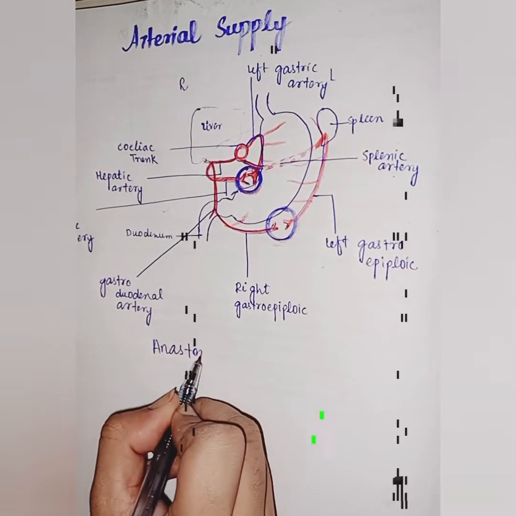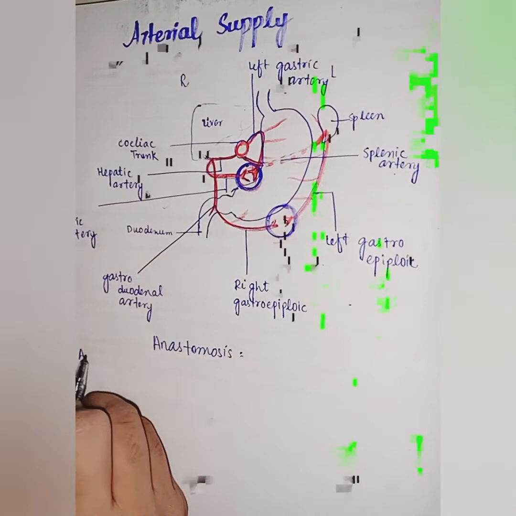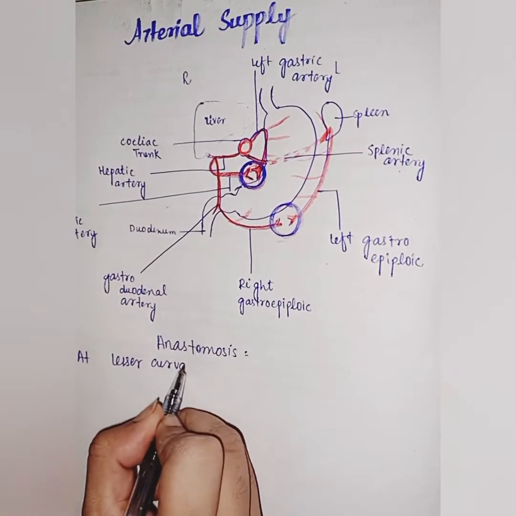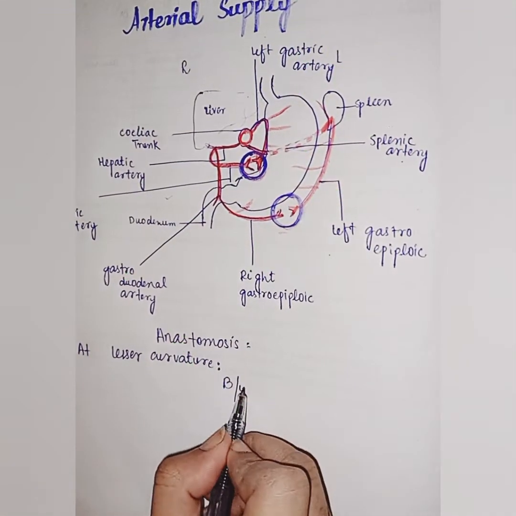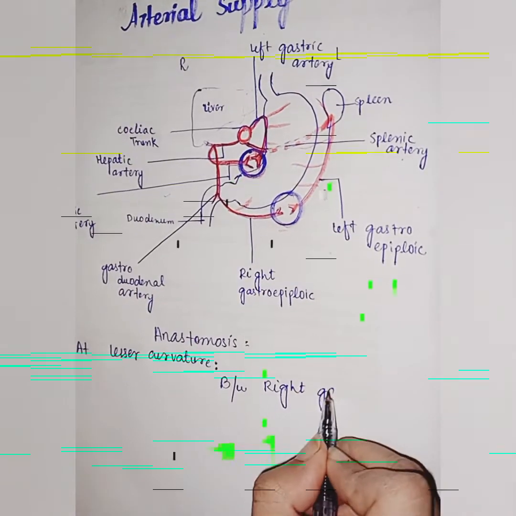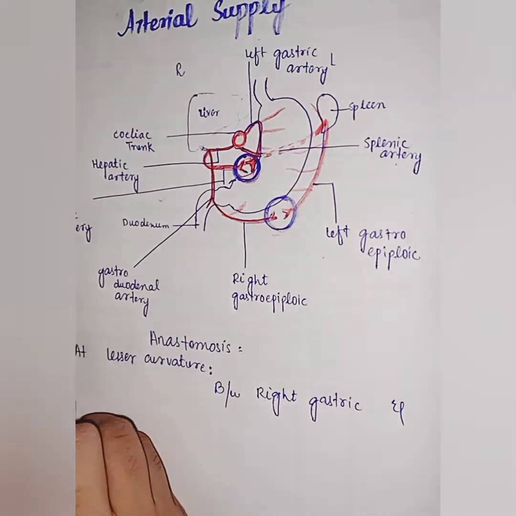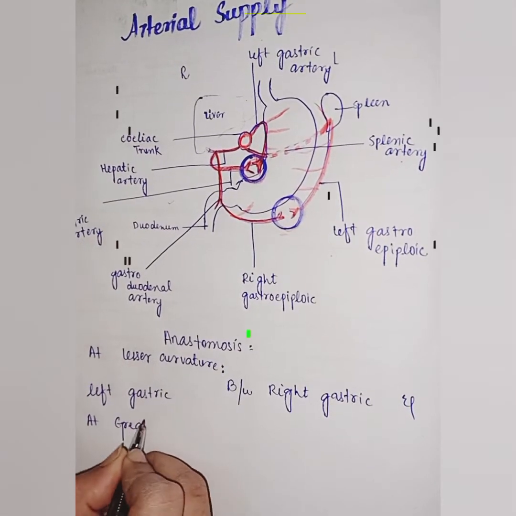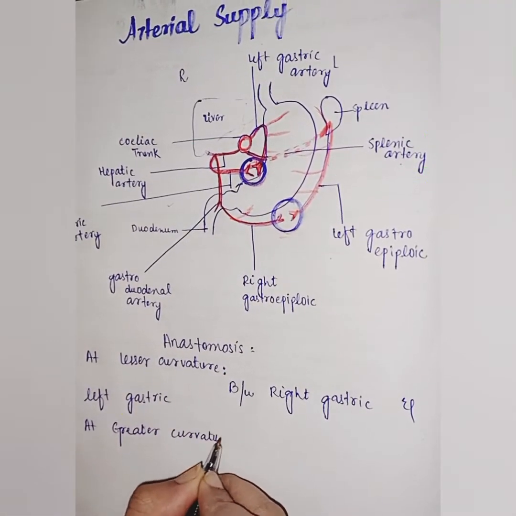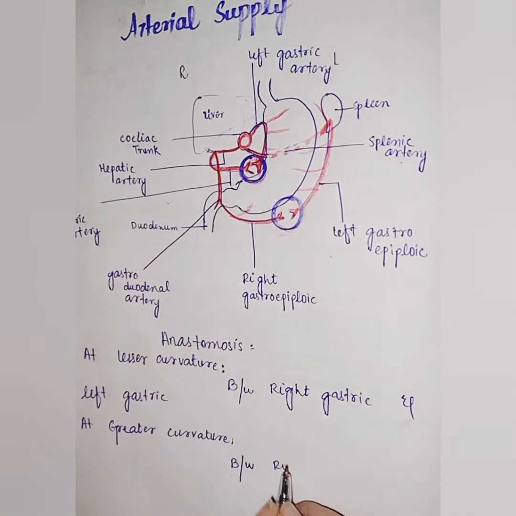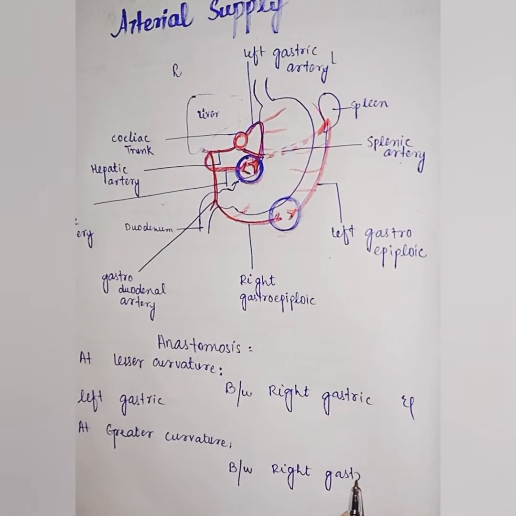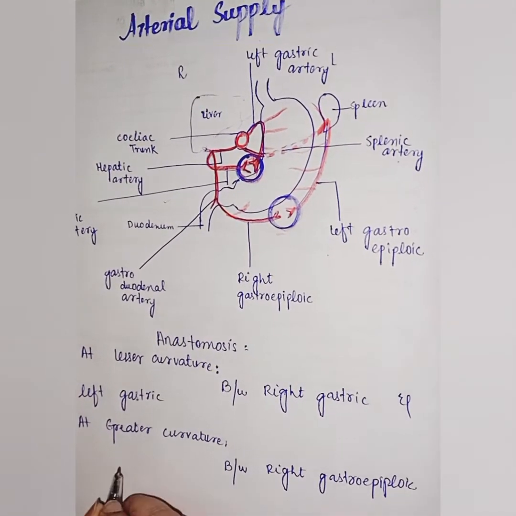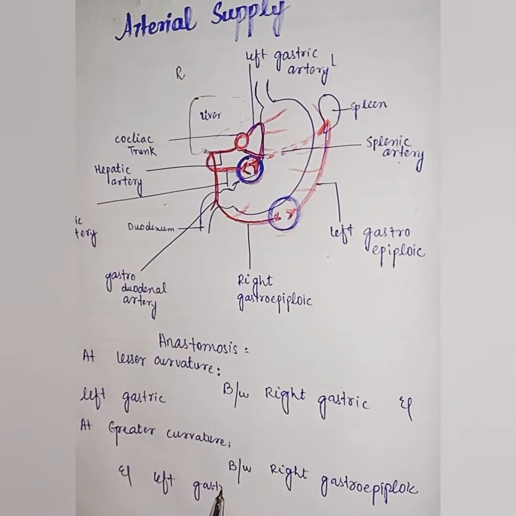Now we will see the two anastomoses on the two surfaces of the stomach. At the lesser curvature, we have the anastomosis between the left and right gastric arteries, as we have mentioned earlier, and at the greater curvature we have the anastomosis between the right and left gastroepiploic arteries, which we have already mentioned.